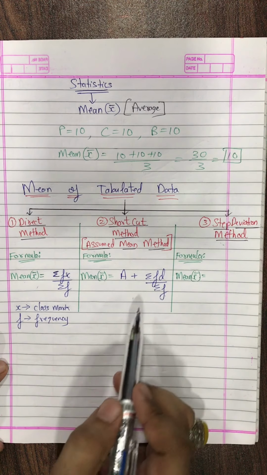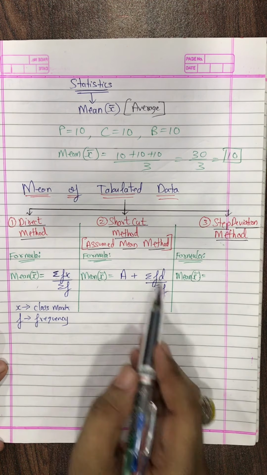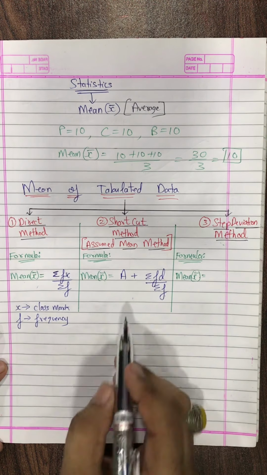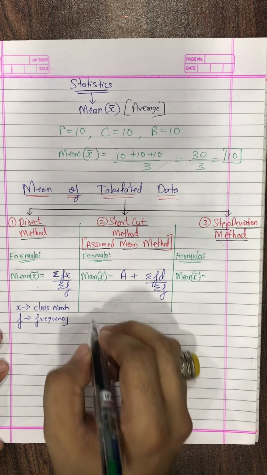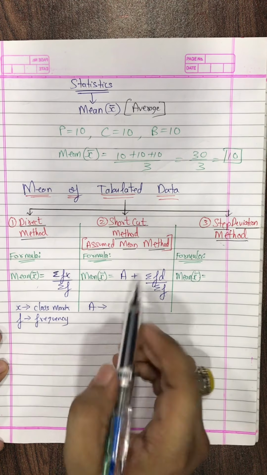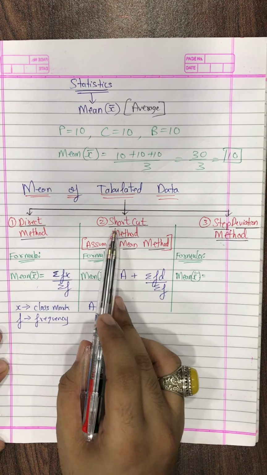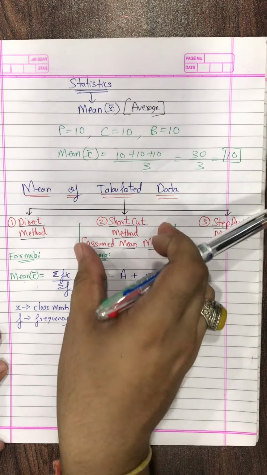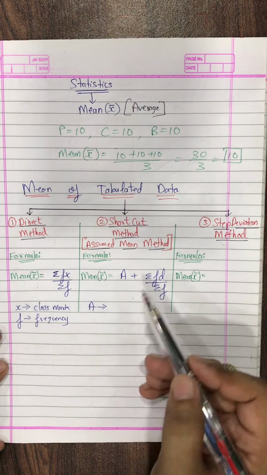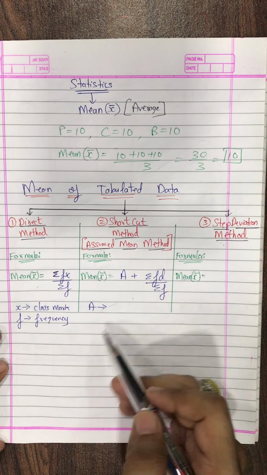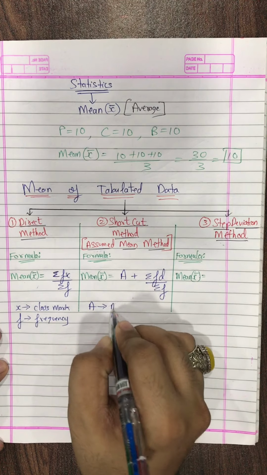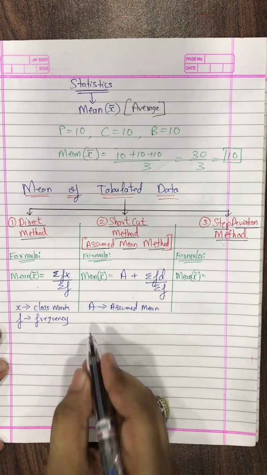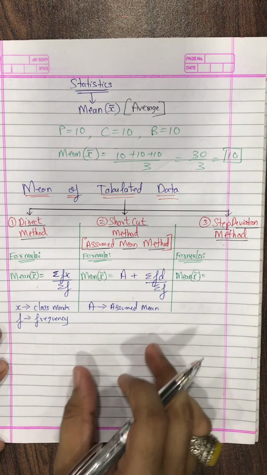Okay, now the basic things are the same. Here also the class mark will be given to you, and f means frequency, also given to you. Now the extra thing: what is this capital A? Now students, as you know, one name of the method is the shortcut method and the other name is the assumed mean method. So when we study this method, we will be assuming a mean. So this capital A is nothing but our assumed mean. How to do it? Don't worry, I'll explain when we start.